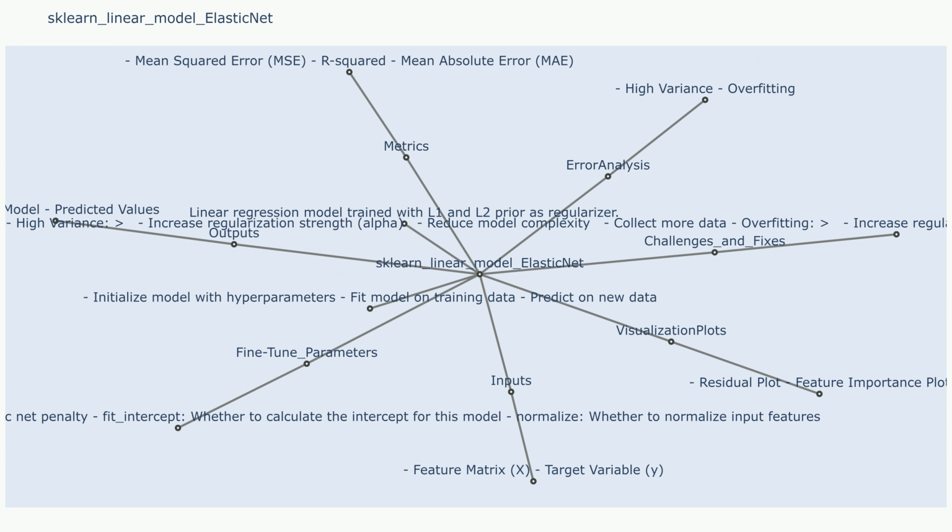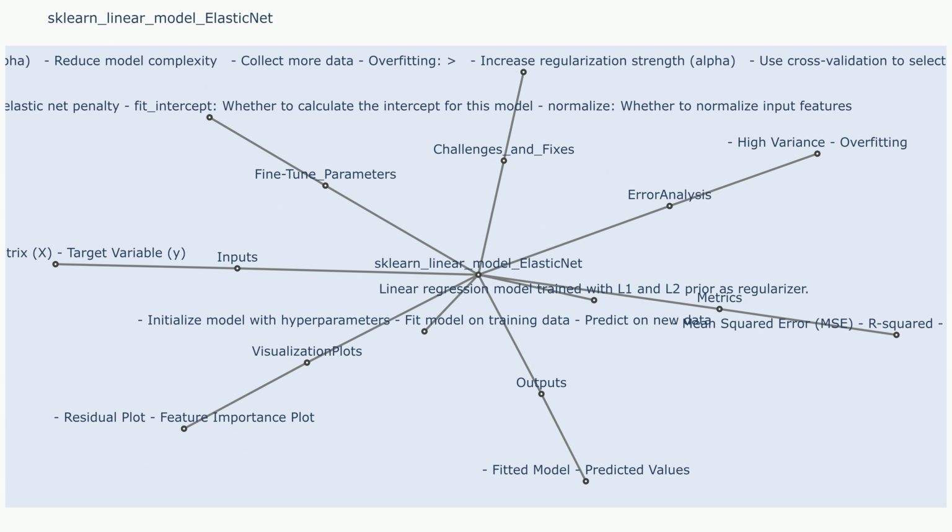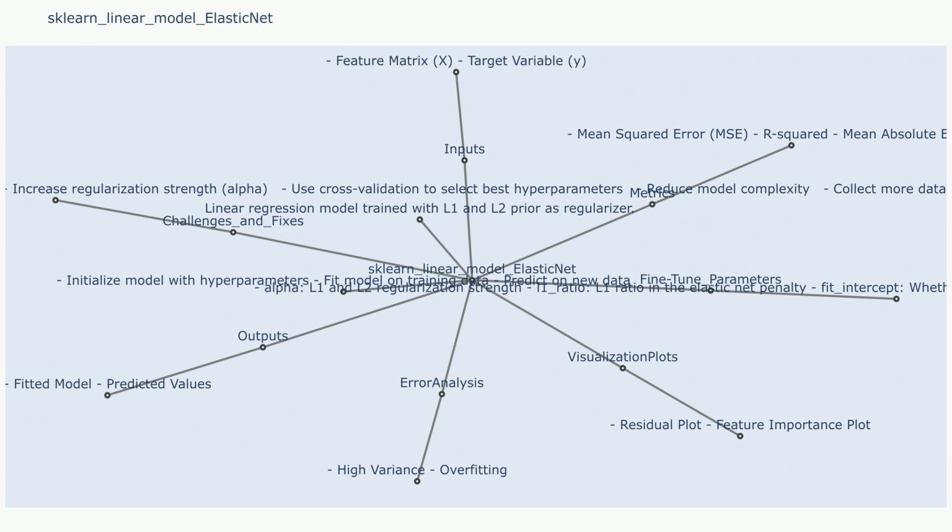Challenges and fixes. Challenge 1, overfitting to the training data. Sample use case that resulted in challenge 1: a high degree of correlation between features, or a small sample size relative to the number of features. Fixes to challenge 1. Increase the regularization parameter alpha. Increase the L1 ratio. Use cross-validation to select the optimal hyperparameters.